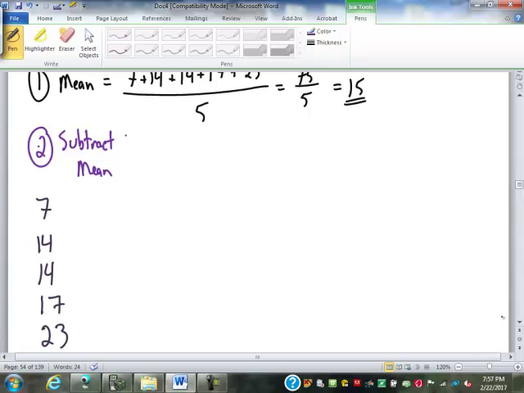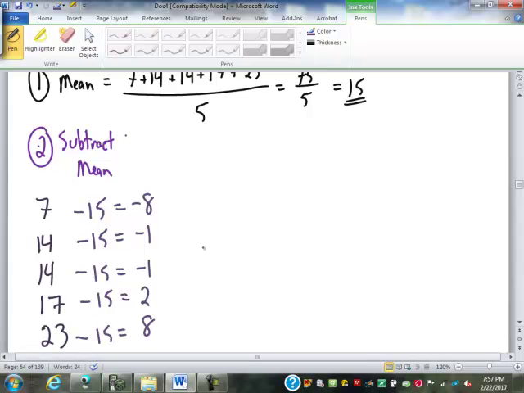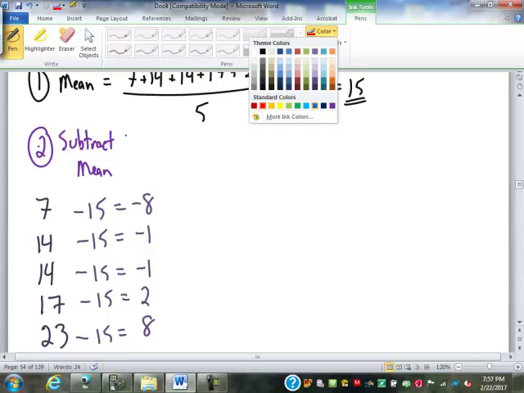Let's see how you're doing. I know some of you may not quite be done yet. So we found the mean. The second step is to subtract the mean from each. So 7 minus 15 is negative 8. 14 minus 15 is negative 1. 14 minus 15 is still negative 1. 17 minus 15 is 2. And 23 minus 15 is 8. Those are the deviations, and again we could add those up and make sure they're 0, which they are.